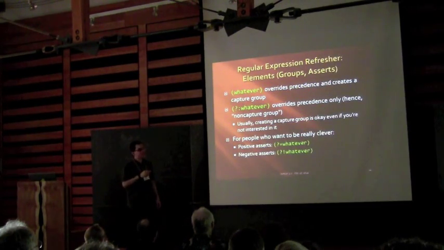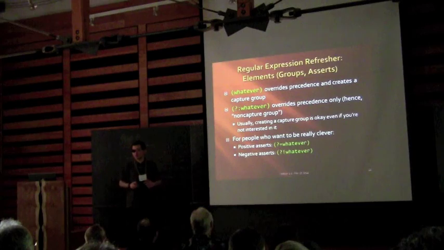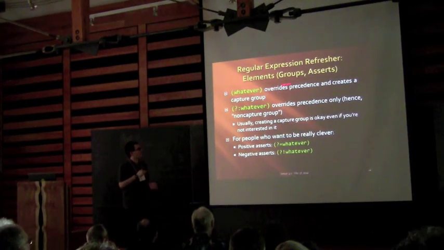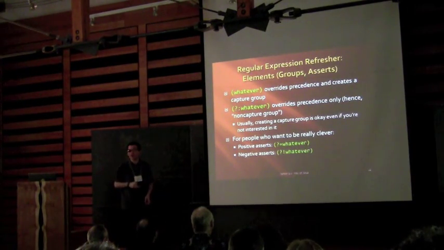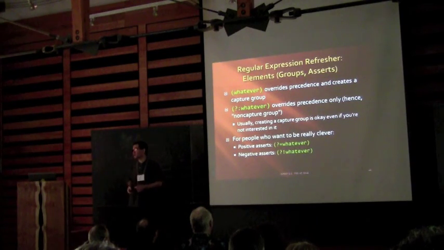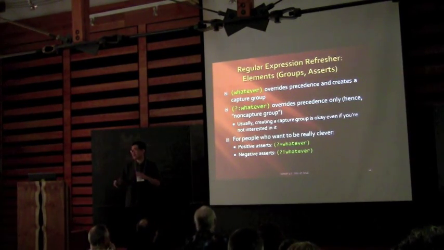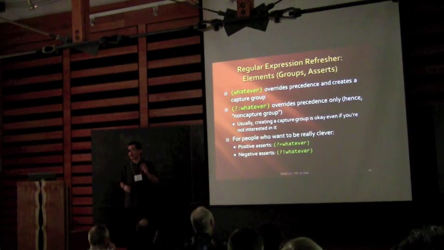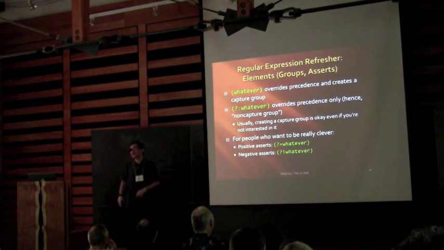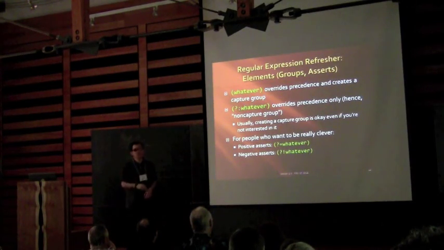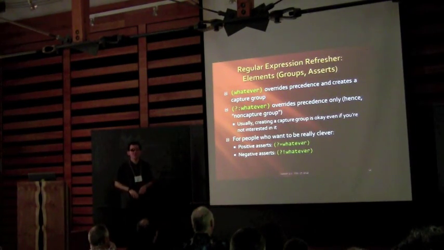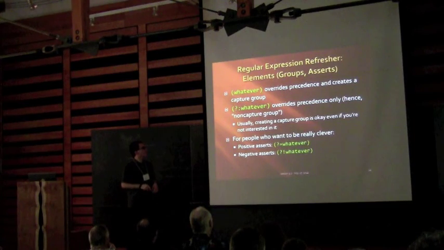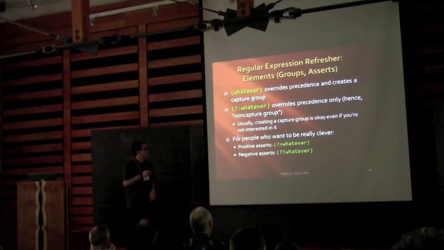And then finally, the last kind of elements you can create are groups. So we've already seen this for overriding precedence, and I mentioned something about capture groups. Sometimes you just want to override precedence without capturing stuff for later use. For example, you want to refer to capture groups 1, 2, and 3, and you don't want all those numbers to be incremented by 1. In that case, question colon will create a non-capture group. Slightly more advanced, but it's often useful.